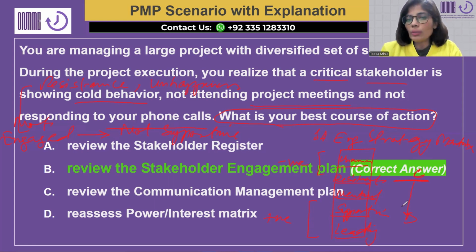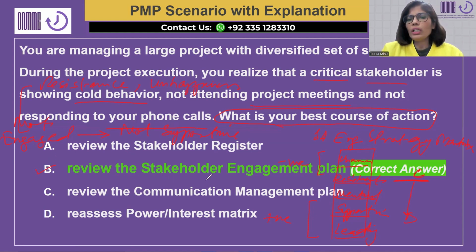So as a project manager, you need to take this stakeholder from resistant to the supportive state. And to do that, you need to go back to your engagement plan and check what really needs to be amended in the engagement strategy for this stakeholder to make it work for you and your project team, as well as for the betterment of the project. So that's why B is the correct answer.